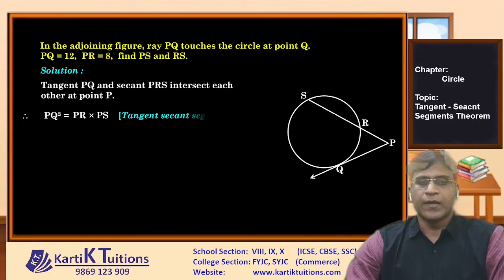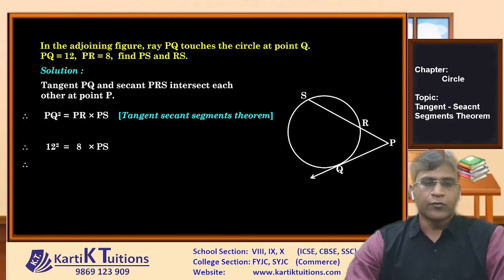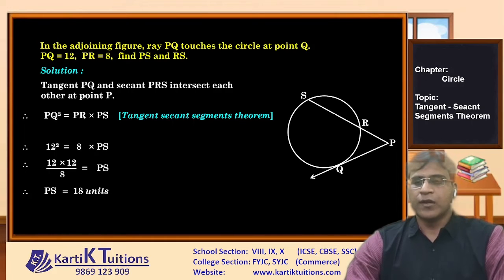PR into PS. Now let's substitute the value. What is PQ? 12. So 12 square is equal to 8 into PS. Now 12 square is what? 144. So 144 upon 8 is equal to PS. Now if you simplify this, it will give us 18 units. So in other words, PS is 18 units.